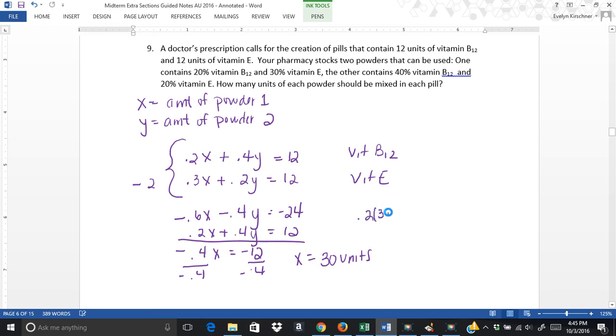So 0.2 times 30 plus 0.4y has to equal 12. This is 6 plus 0.4y is 12, or 0.4y has to equal 6. Divide by 0.4, and y is going to equal 15 units. So I need 30 units of powder 1 and 15 units of powder 2.